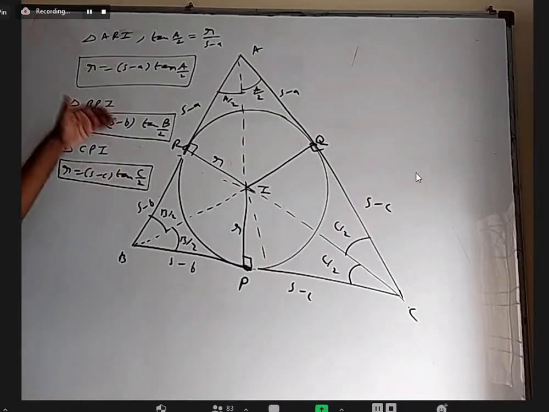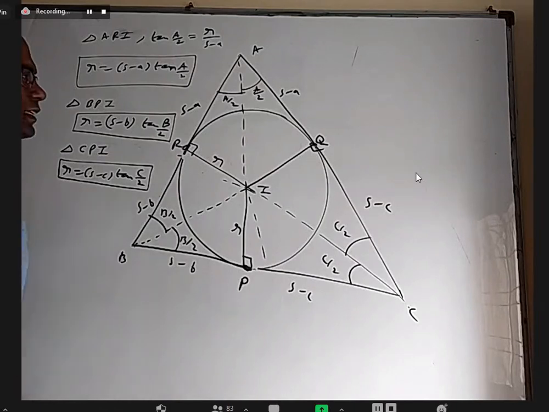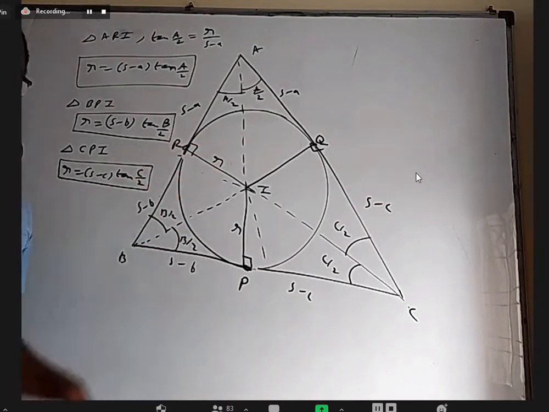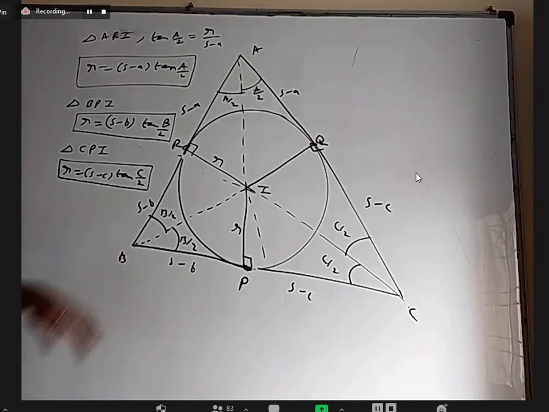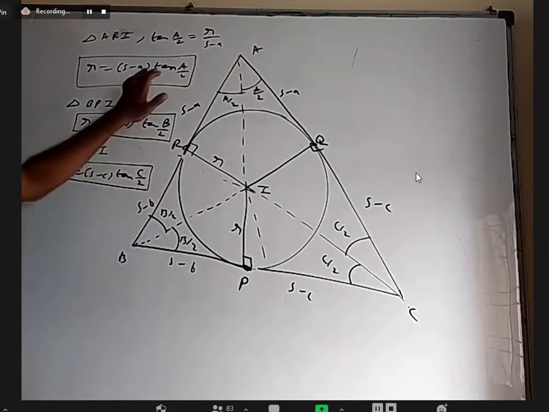Okay, these are some new formulas with the proof. But to be frank, even though they are derived from the figure like this, we can also forget about this figure. It's such an easy thing.